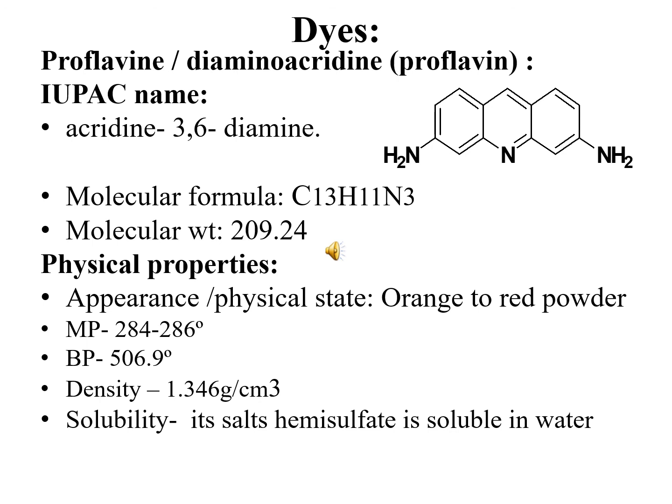The molecular formula contains 13 carbon, 11 hydrogen and 3 nitrogen. Molecular weight is 209.24. And physical properties, physically what is its appearance? Its appearance is an orange to red colored powder, and it melts at 284 to 286 degrees, boiling point is 506.9 degrees, density 1.346 per centimeter cube. Solubility: its salt hemisulfate is soluble in water.